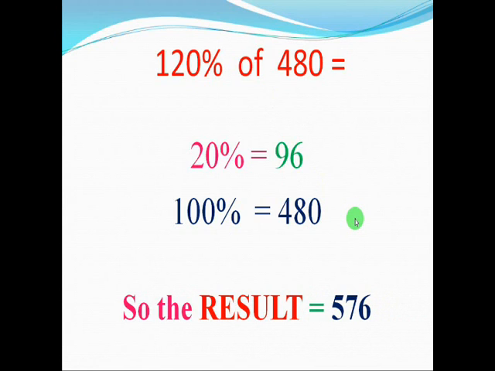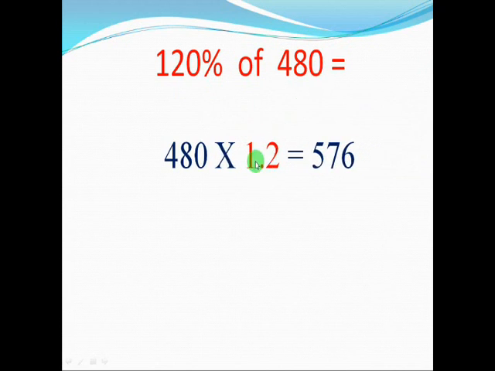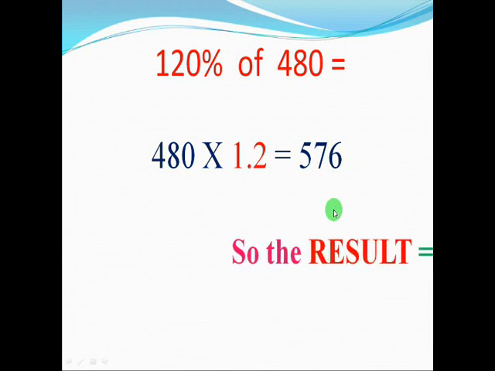That's 576. Let's use a trick to solve this problem. Instead of calculating all values, we can directly multiply 480 with 1.2. Or instead, we can directly find the 0.2 part, that is 480 divided by 5, so that we get the answer as 96. When we add 96 to 480, the final answer will be 576.